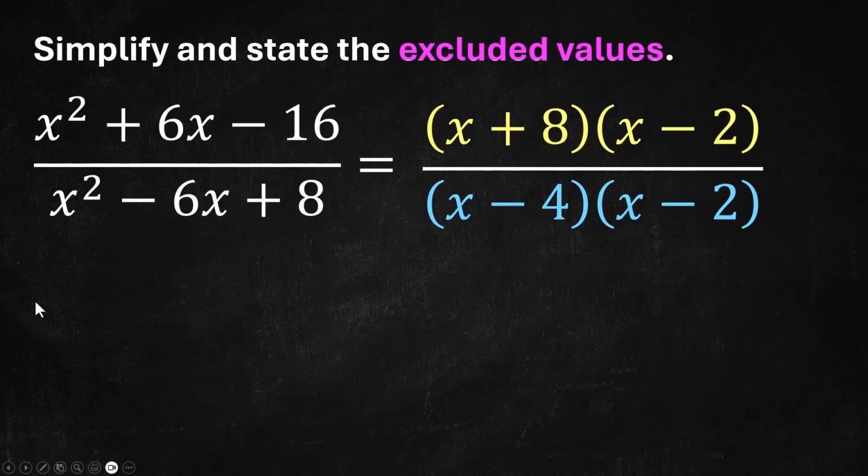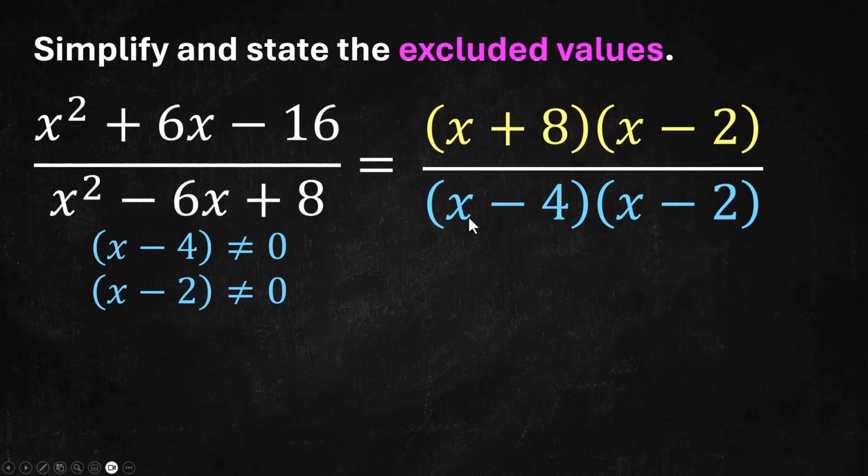So what I mean is this denominator right here cannot equal 0. That means the x minus 4 part and the x minus 2 part cannot equal 0. So that means x cannot equal 4, because a 4 will make this one 0, and x cannot equal 2. So this function is undefined when x is 4 and when x is 2. Now, go ahead and cancel.